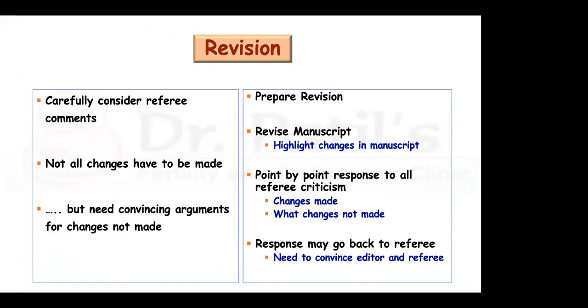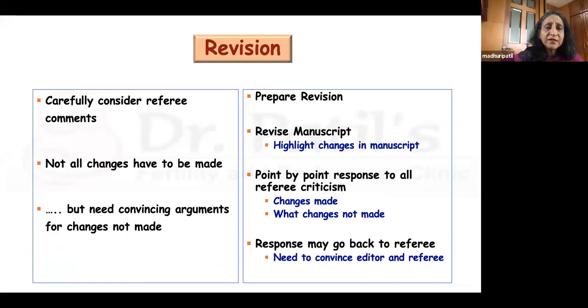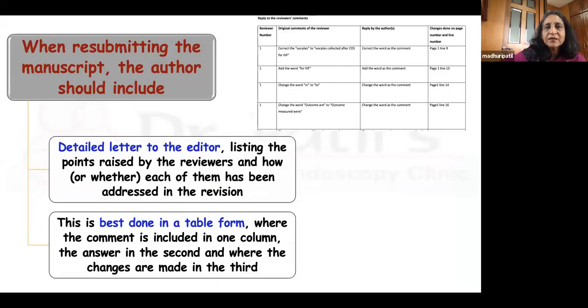consider the referee comments, and note which changes you have made and which you have not made. Then you prepare the revised version, revise the manuscript, and highlight the changes in the manuscript. A point by point response to all referees' criticism should be made as to what changes are made and what changes are not made. The response may go back to the referee, and therefore you need to convince both the editor as well as the referee. So this is how in our journal we get the comments.